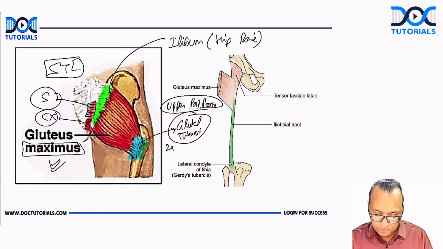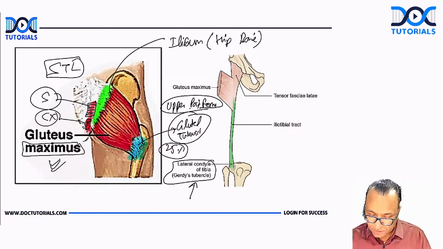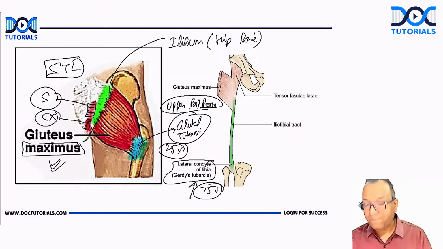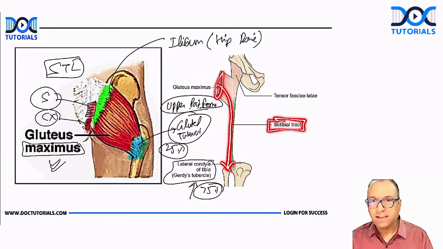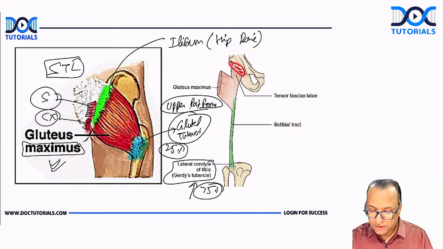How much percent? 25%. So where is the 75%? 75% is in Gerdy's tubercle. So it goes into Gerdy's tubercle, which is the anterior aspect of the medial condyle of the tibia. Now this iliotibial tract is the insertion of two muscles, not only gluteus maximus, but also tensor fasciae latae. So the tensor fasciae latae coming from the hip bone and the gluteus maximus coming from the hip bone both insert on the anterior tibia, medial condyle, Gerdy's tubercle.